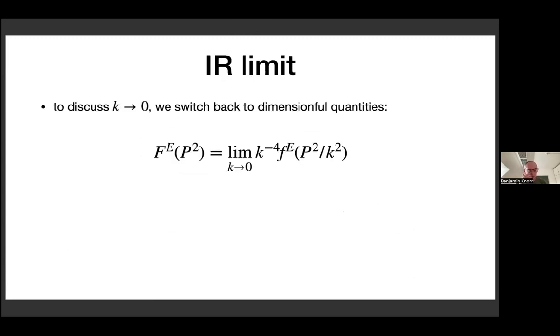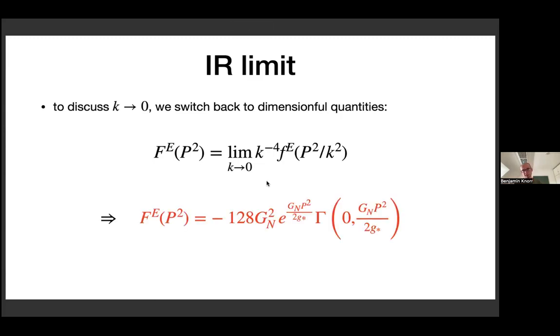Okay, so the more interesting limit is the k to 0 limit, and for that, as I said, we have to switch to dimension-full quantities again. So we look at the dimension-full form factor of dimension-full squared momenta. How do we do that? Well, we multiply the dimensionless form factor by the corresponding power of k to reinstate mass dimension, and we really have to switch back to dimension-full momenta in the arguments. And then we take the k to 0 limit, and we get to this function. So what you find is essentially an exponential of p squared times one of these incomplete gamma functions.